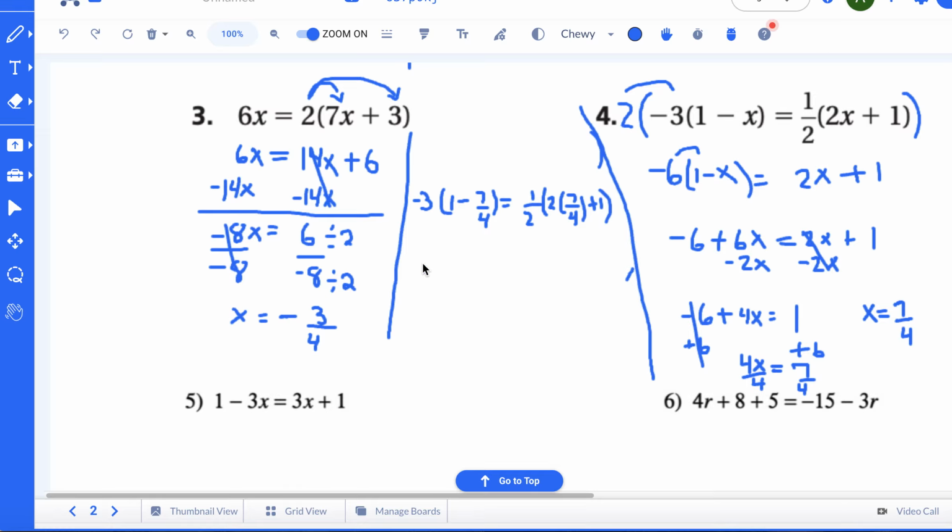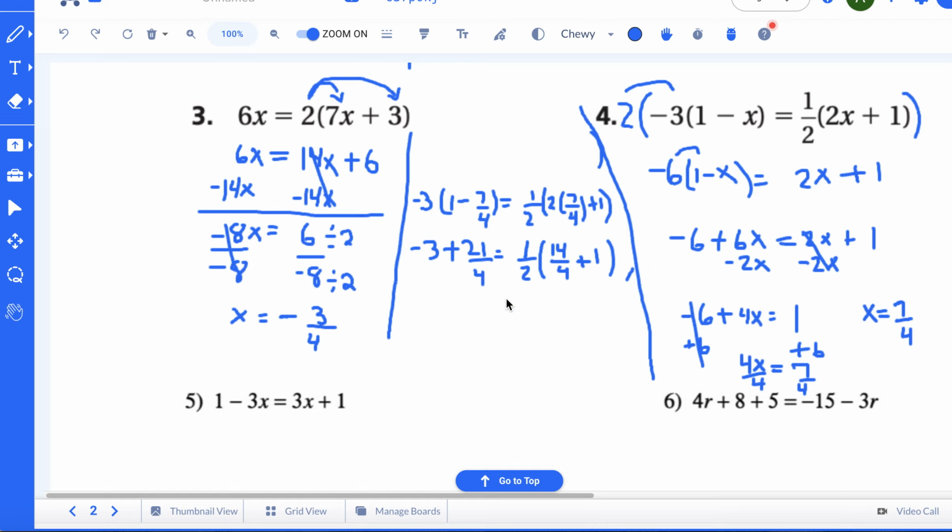Okay, let's distribute. So that's negative 3 times 1 is negative 3. Negative times negative is positive. And remember, 3 times 7 is 21 over 4. That's how we multiply these fractions, equals. And now I'm going to distribute this half. Let's work inside the parenthesis first. So it will be 2 times 7 over 4. Let me just write the 1/2 because I have to work inside the parenthesis. 2 times 7 is 14 over 4 plus 1. Okay, 14 over 4 plus 1.